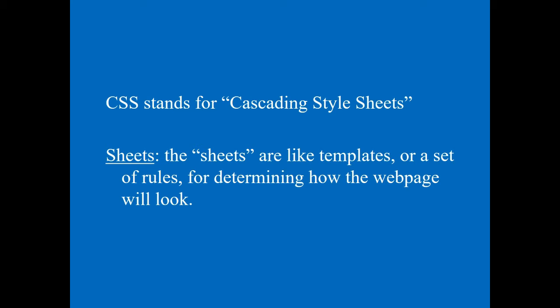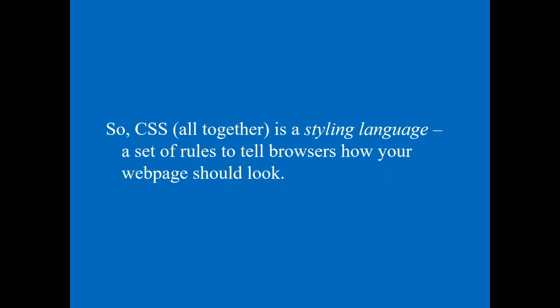For any web page, first we have to see the procedures. In those procedures we have to apply the style, and we have to see where we can apply that style: in particular templates, rules, or any section of your page. Altogether, we can say CSS is a styling language, a set of rules to tell the browser how your web page should look.